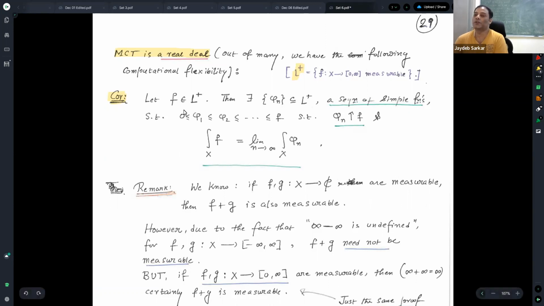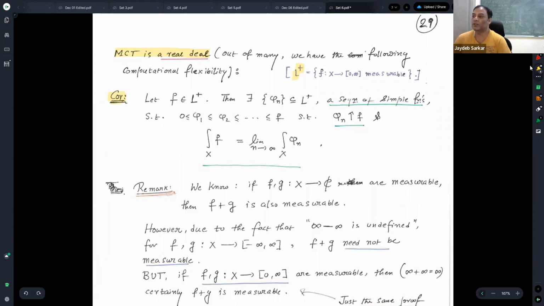Okay, so it says, very simple. Suppose f is in L plus, then you are going to find a sequence of simple functions, increasing essentially, so it increases to f. So you're going to find a sequence of simple functions phi1, phi2, phi n, etc., such that phi n converges to f pointwise, and f is going to be your limit. So the integration of f equals the limit as n goes to infinity of the integration of phi n over X.